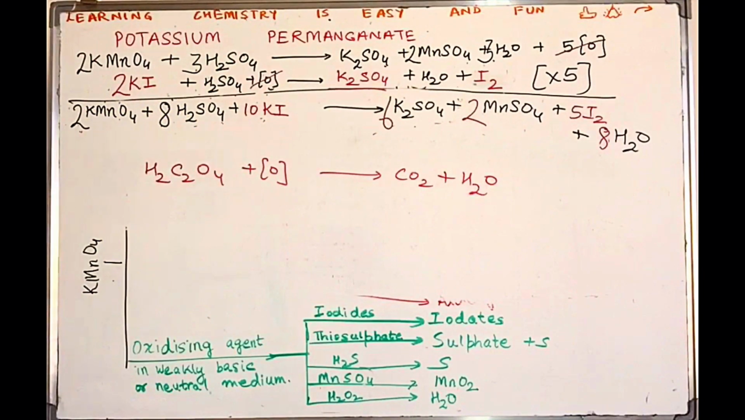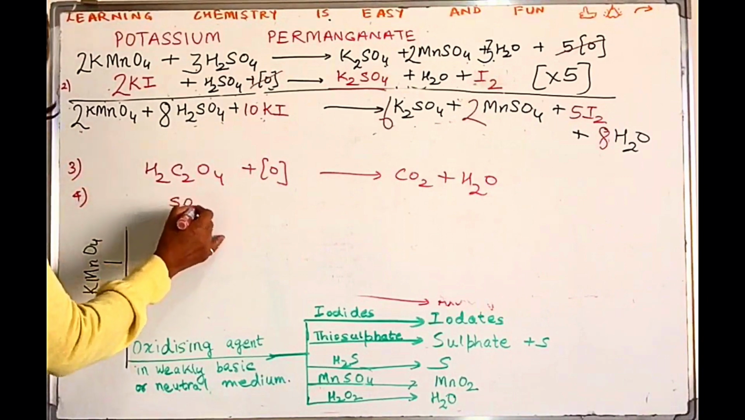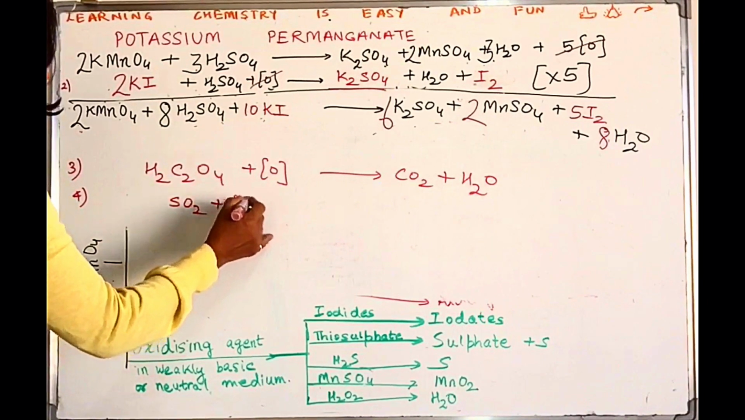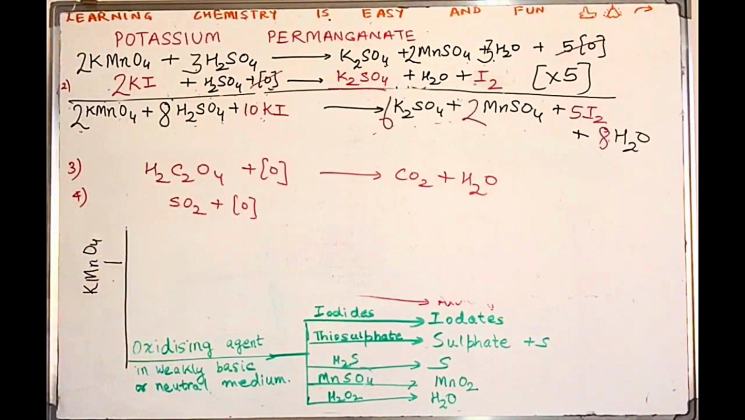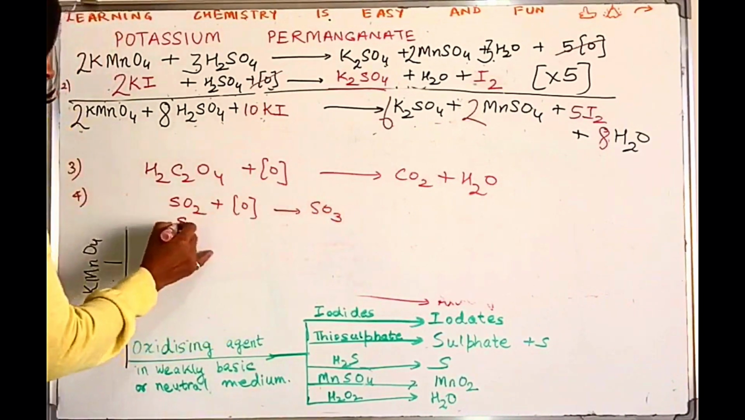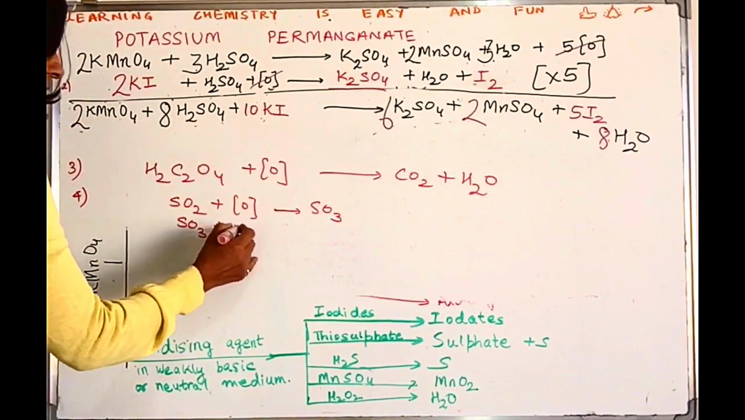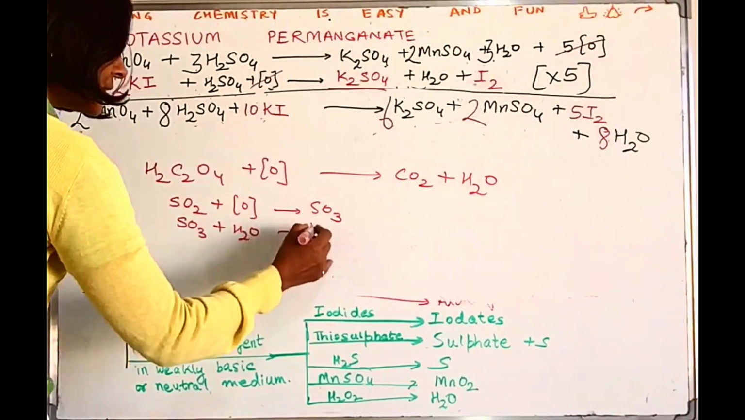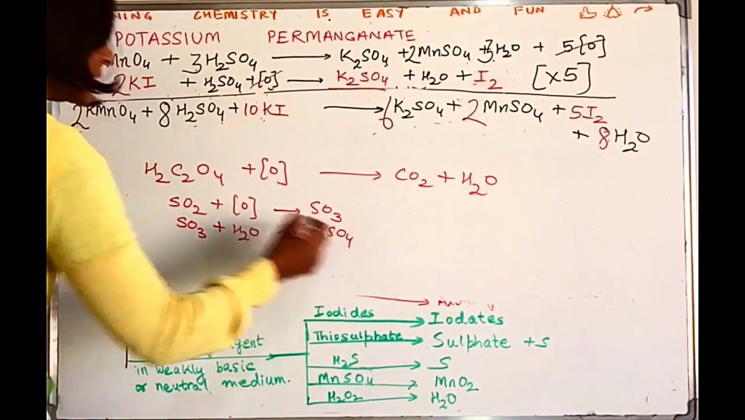Coming to, so we've done the second one, we've done the third one. What did we have as the fourth one? Was sulfur dioxide to sulfuric acid. So the fourth one is sulfur dioxide with nascent oxygen actually gets converted to sulfur trioxide. And that sulfur trioxide dissolves in the water to give you H2SO4. This is how it is.